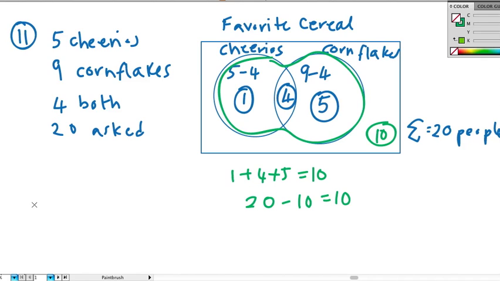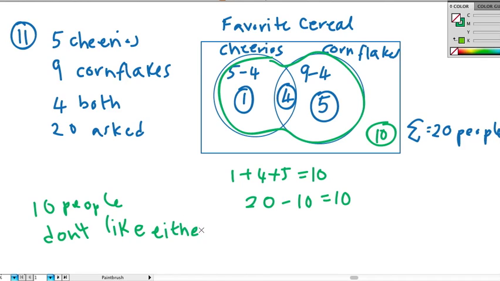So we must write that. We can't just leave our answer as is. We must say 10 people don't like either cereal. And so that would be our answer to number 11.